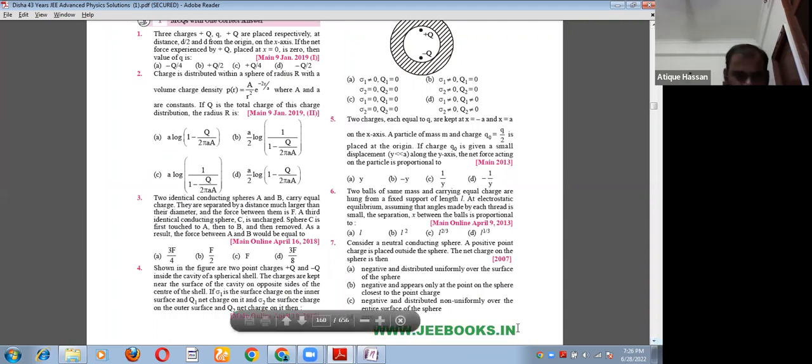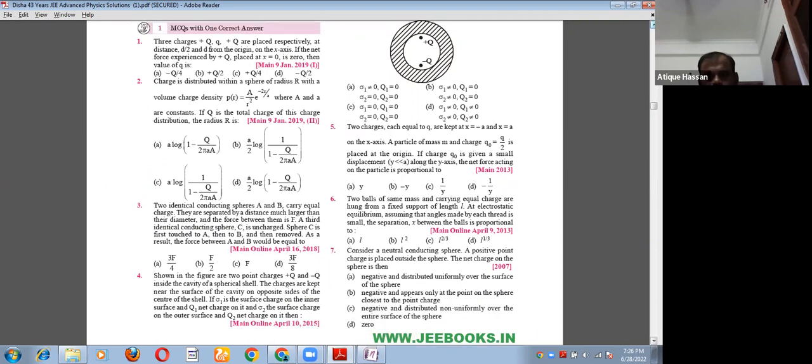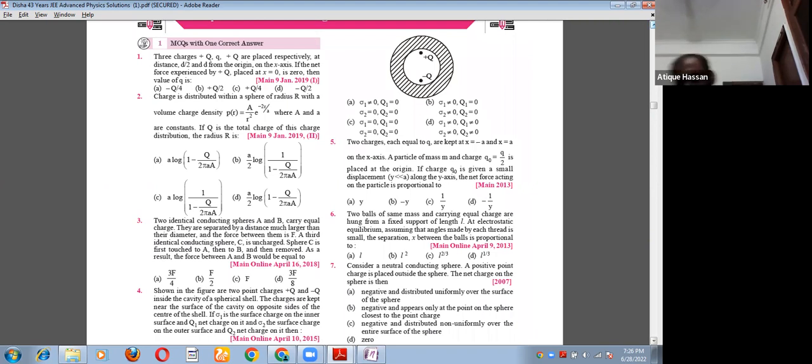Let us see. Shown in the figure are two point charges plus Q and minus Q inside the cavity of the spherical shell. The charges are kept near the surface of the cavity on opposite sides of the center of the shell. So sigma 1 is the surface charge density on the inner surface and Q1 the net charge on it, and sigma 2 the surface charge density on the outer surface, and Q2 the net charge on it. So I think both are equal and opposite charges. So C is the correct answer.